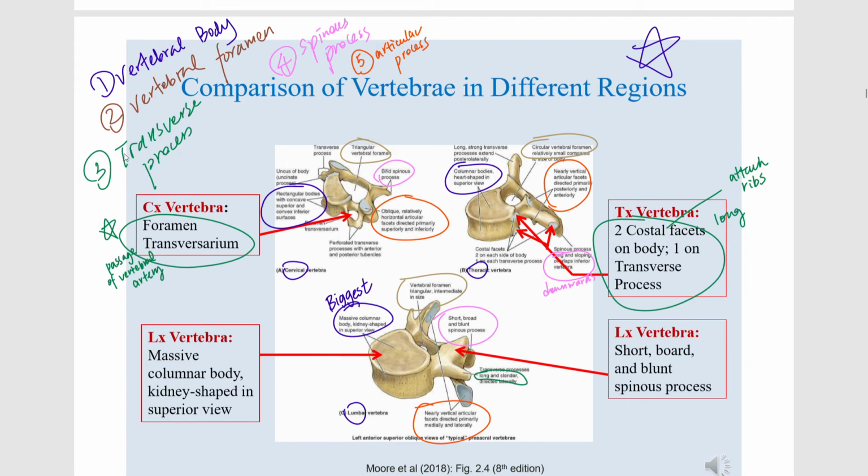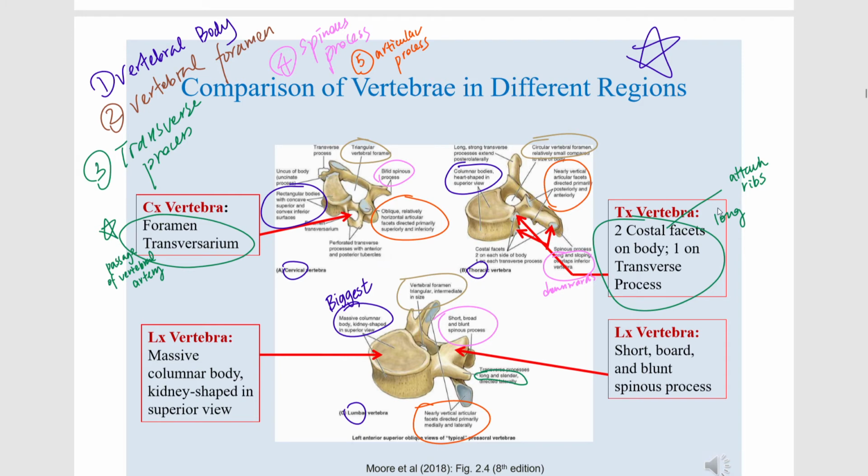So the third point is the transverse process, which I circled here in green. In the cervical region, the transverse process is here, and it is the passage of the vertebral artery. It includes the transverse foramen here. It is a small transverse process with anterior and posterior tubercles. Tubercles means rough surface in anatomy.